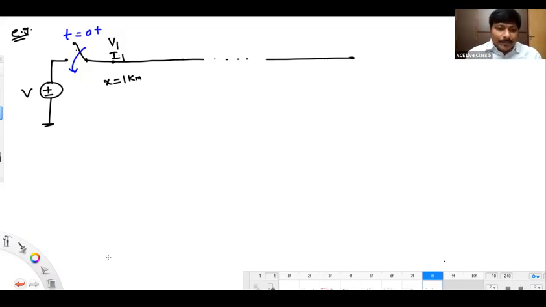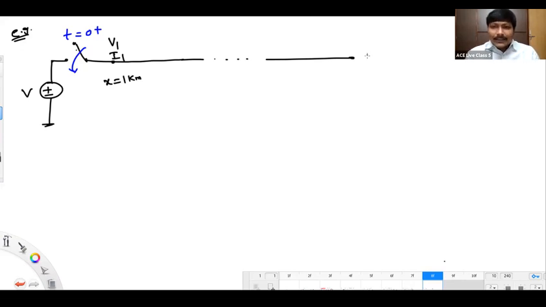Anybody please tell me, what is the relationship between V1 and I1? Practically, the energy exchange will happen in this manner. That will be decided by the energy exchange only.